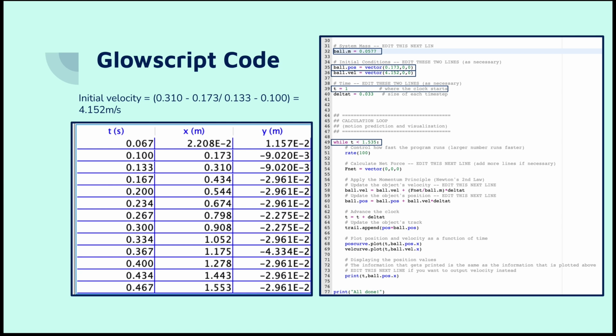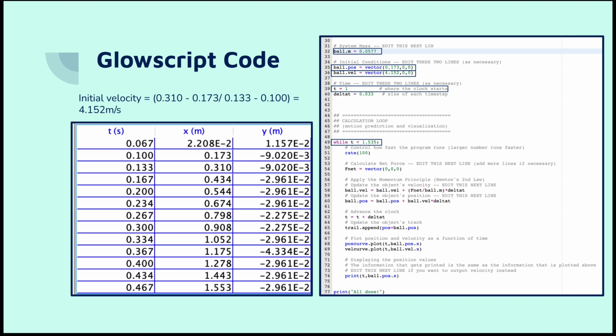On line 54, the net force is set to 0 to represent the lack of forces applied on the ball in an ideal environment. Since the ball is only moving in the x direction, the force of gravity is not acting on the ball. The information inside of the while loop applies Newton's second law to update the ball's velocity as it moves along the x-axis.